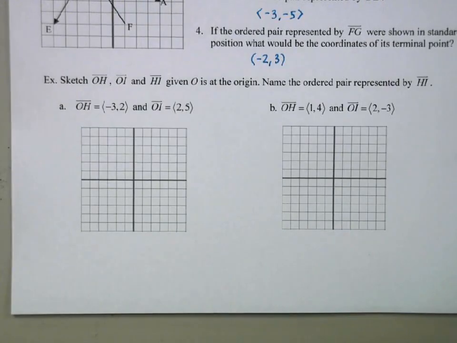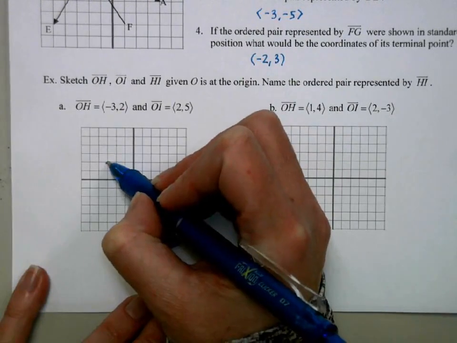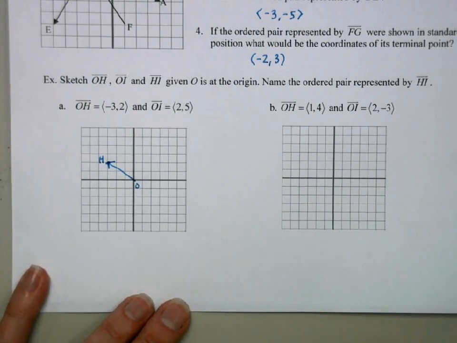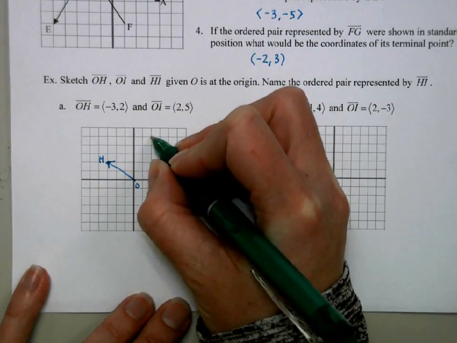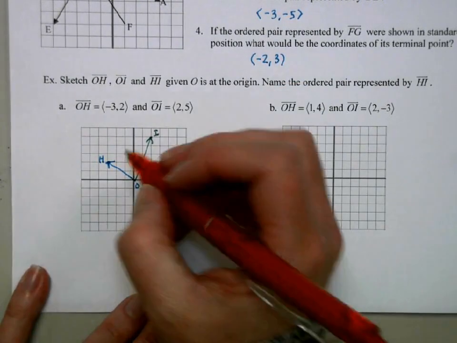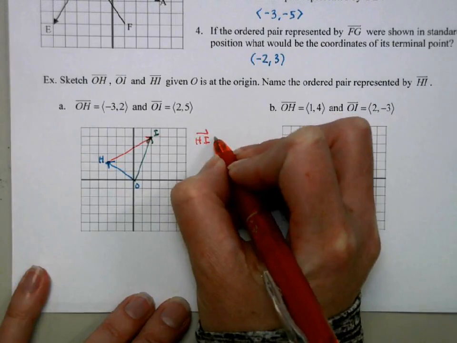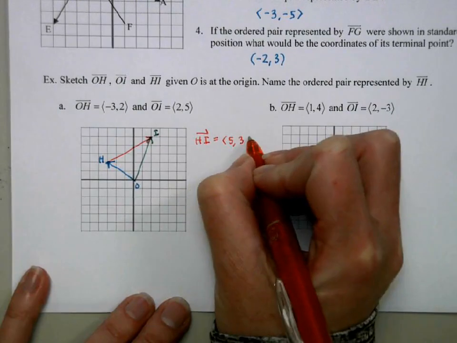Okay, next we're going to sketch OH, OI, and HI, given that O is at the origin. So we'll start with OH. So O is going to be here. <-3, 2>. So OH is going to go right there. We'll draw OI, which is <2, 5>. And then our last vector we're going to draw is HI. So we're going to start at H, go to I, which goes over 5 and up 3. So its ordered pair will be <5, 3>.